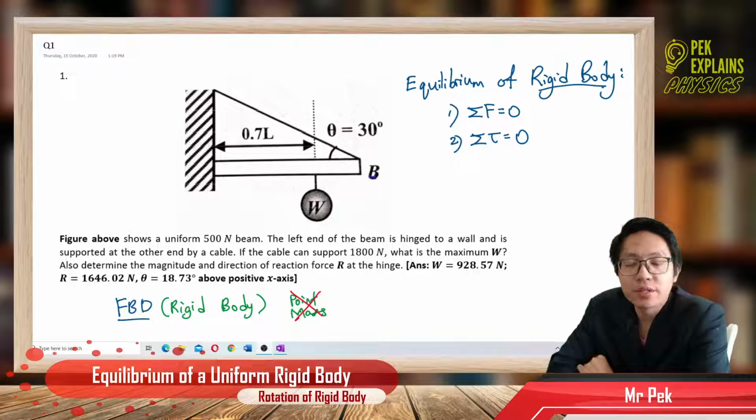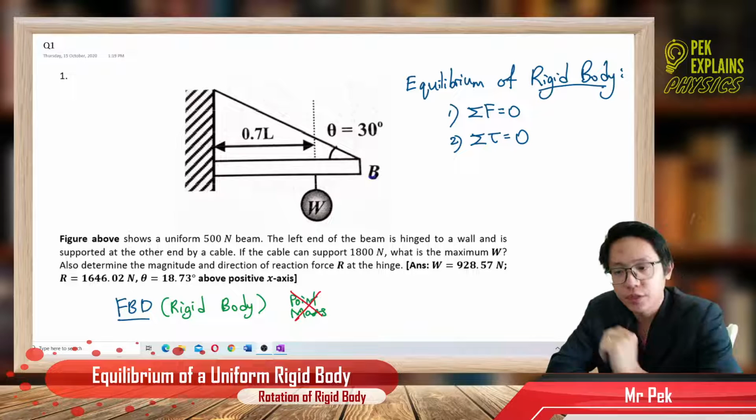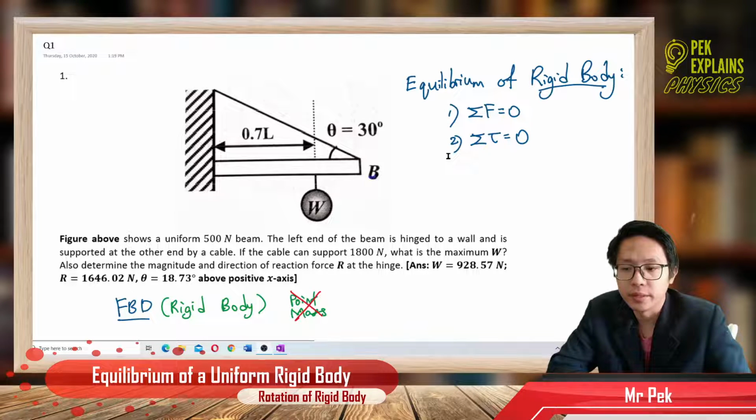Everyone, now we have reached the second subtopic, which is called the equilibrium of a uniform rigid body. For a rigid body to be in equilibrium, it must fulfill two conditions. The first one is total force equal to 0. The second condition is total torque equal to 0. This is actually based on Newton's first law that you have learned before.